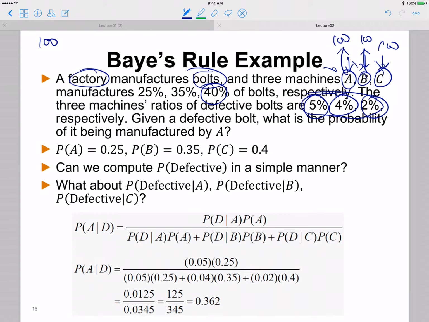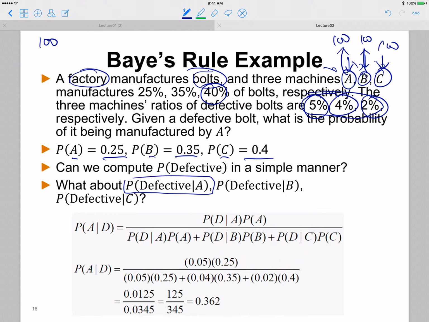Okay, so our event of A, B, and C is defined as the experiment of picking up a bolt. Okay, and then the event A is the situation where this randomly chosen bolt was manufactured by the first machine A, and B and C, and their corresponding probabilities will be 25, 35, and 40%. Right?